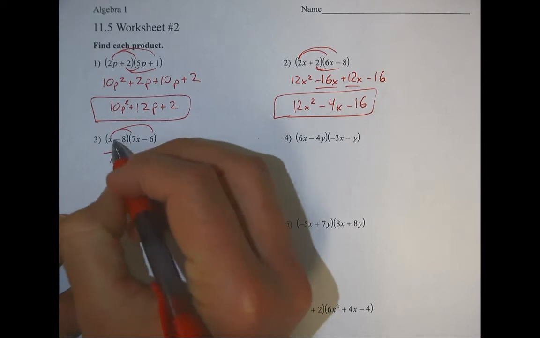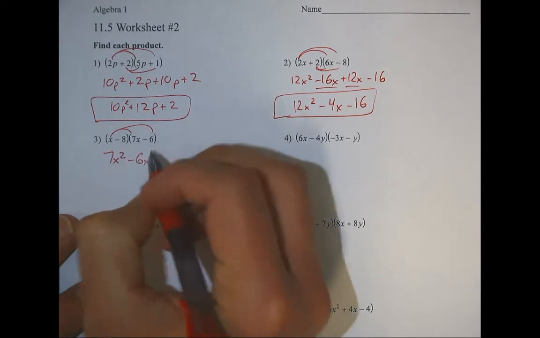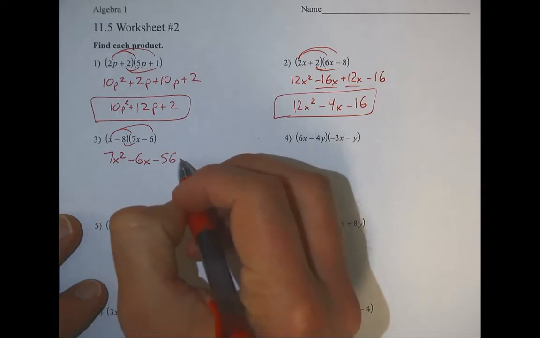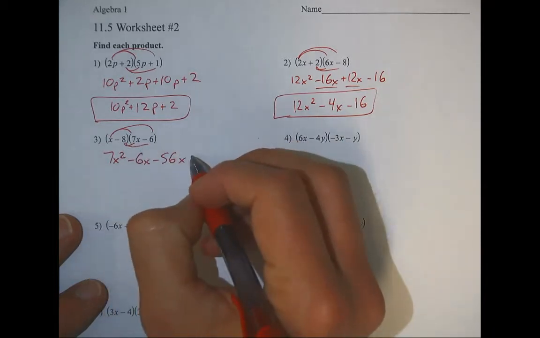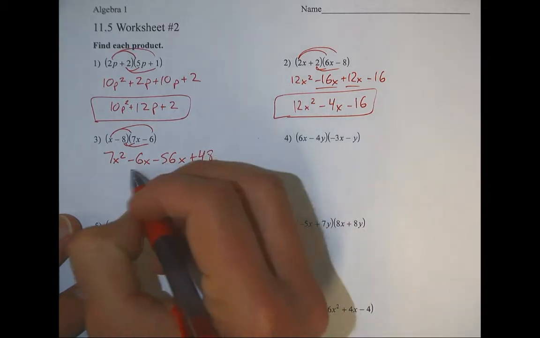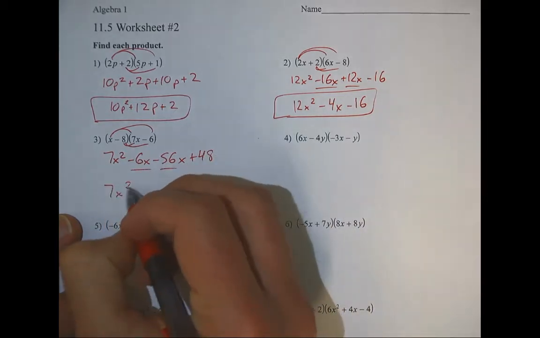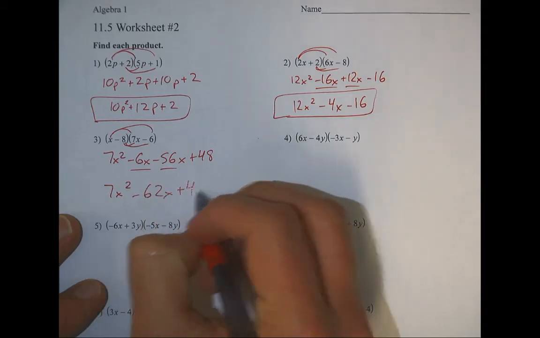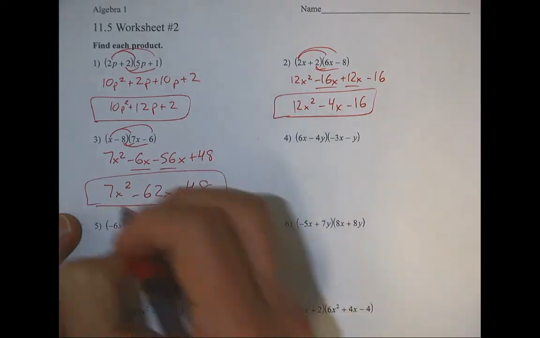Distributing 7x squared minus 6x. Multiply here, negative 56x. Multiply here, positive 48. These go together. Put that together, that's negative 62x. Everything else just stays.